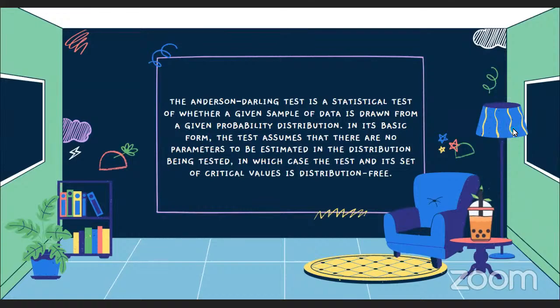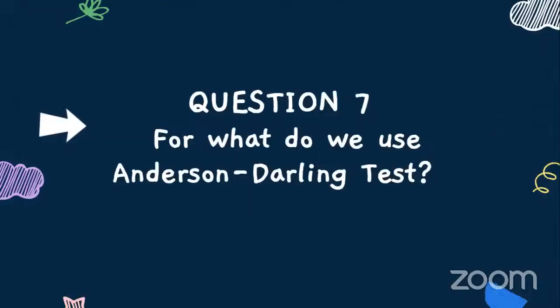The Anderson-Darling test is a statistical test of whether a given sample of data is drawn from a given probability distribution. In its basic form, the test assumes that there are no parameters to be estimated in the distribution being tested, in which case the test and its set of critical values is distribution free. Question 7. For what do we use the Anderson-Darling test?